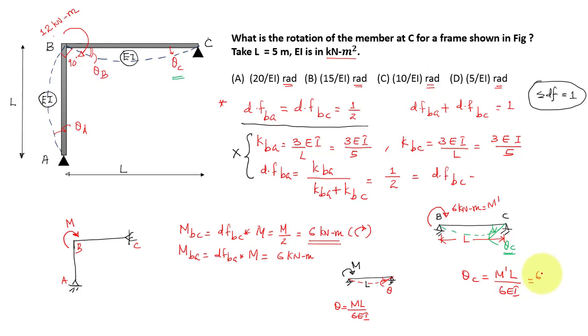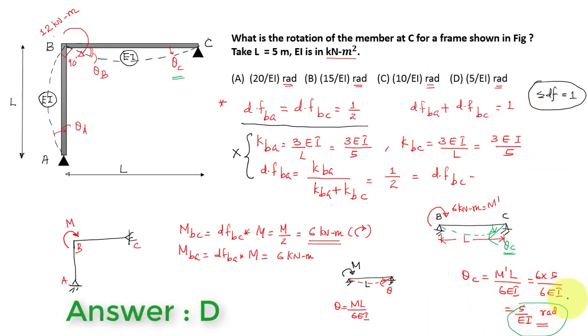What is the value of M dash? That is 6, into 5, L is equal to 5 meter, by 6EI. So which is equal to 5 times EI. What will be the unit? Radian, because I am substituting EI in kilonewton meter square, length in meter and moment in kilonewton meter. That is why your answer will be in radian. The answer will be 5 by EI radian. So this will be your final answer. That is option D.